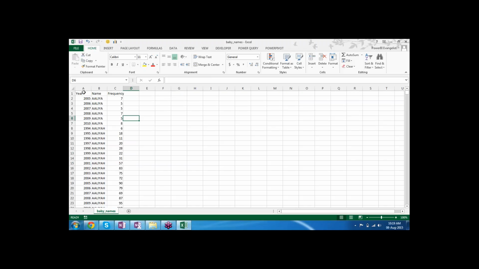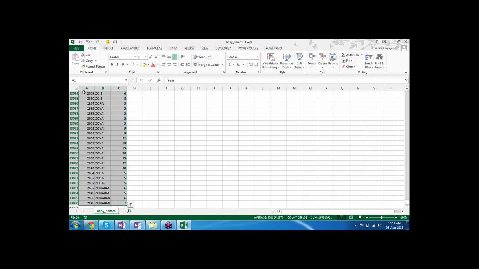And let's begin our journey with this particular file. We'll take our cursor to the first row and first column, the A1 cell. Then from the keyboard, if you simply press Control Shift right arrow, down arrow, you will see that the entire 83,000 records have been selected.